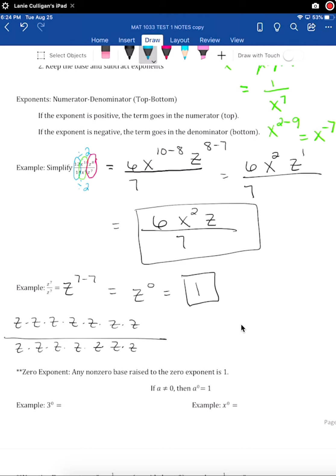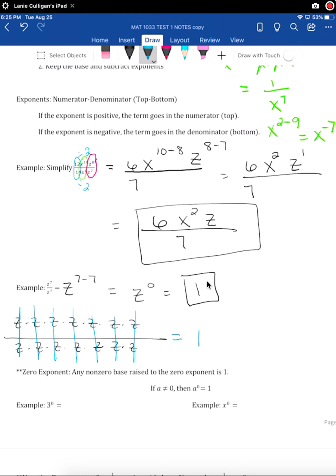If we were to cancel, z divided by z goes to 1. All of our z's canceled out. All we're left with are all of these 1s. Well, 1 times 1 times 1 times 1 times 1 times 1 times 1 is still just 1. So whenever there's nothing there, it cancels out to 1.